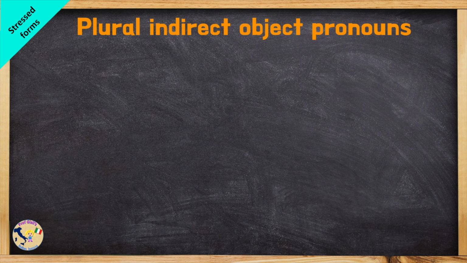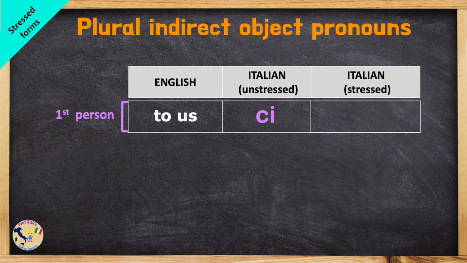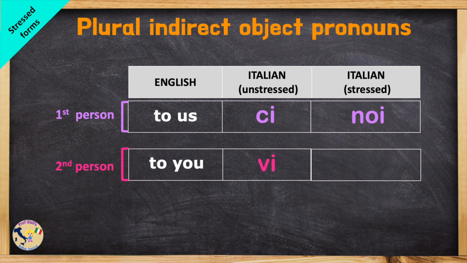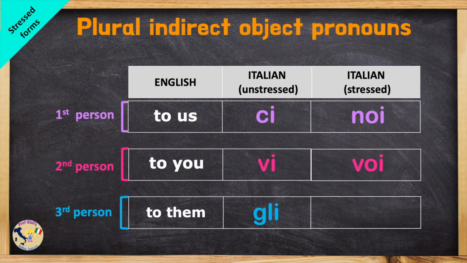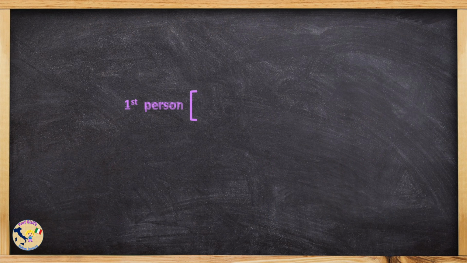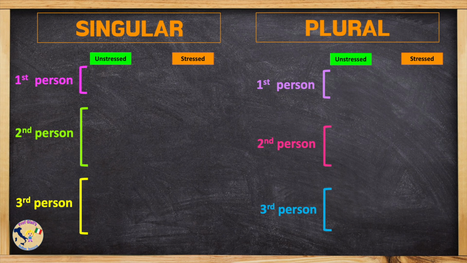Plural indirect object pronouns, stressed forms. First person plural, noi. Second person plural, voi. Third person plural, loro. Again, these pronouns are preceded by the preposition a: a noi, a voi, a loro. Let's review one more time both unstressed and stressed forms. Repeat after me.